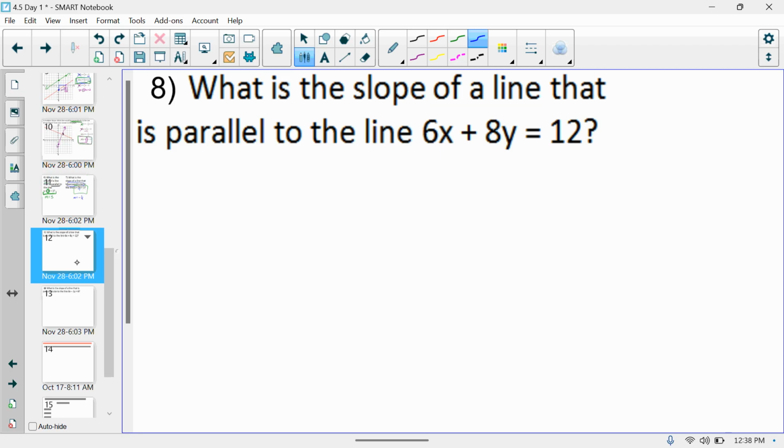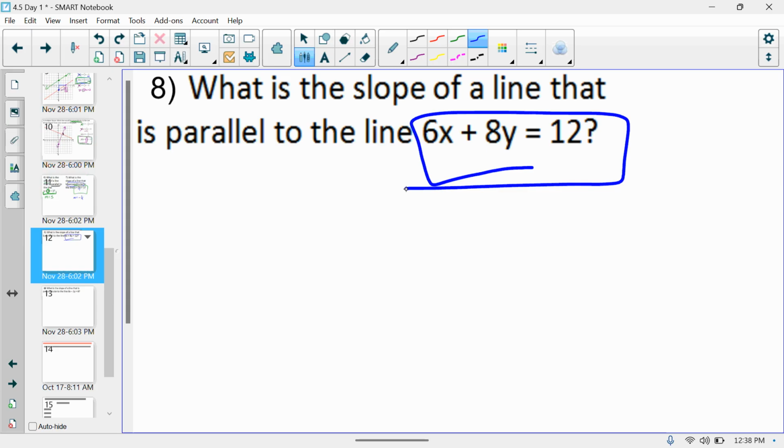Before I even read this question, can somebody tell me what the slope of this line is? Why not? It's a trick question. You can't. Those of you who are saying no, why? Why can we not tell the slope? Anna?